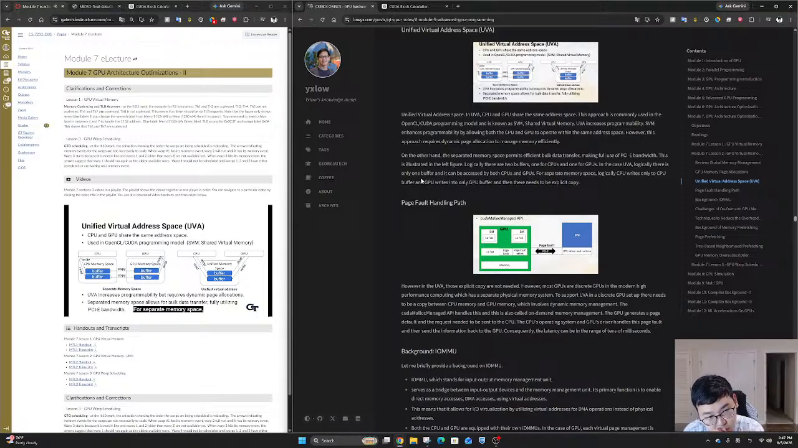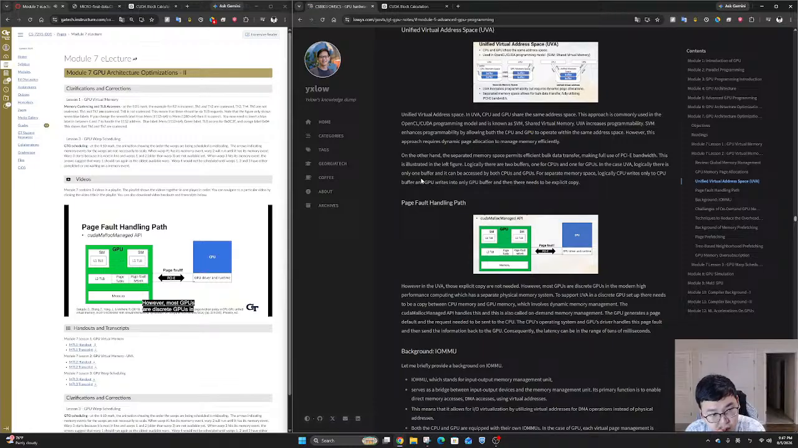For separate memory space, logically, the CPU writes only to the CPU buffer, and the GPU writes only into the GPU buffer, and then there needs to be an explicit copy. However, in UVA, those explicit copies are not needed.